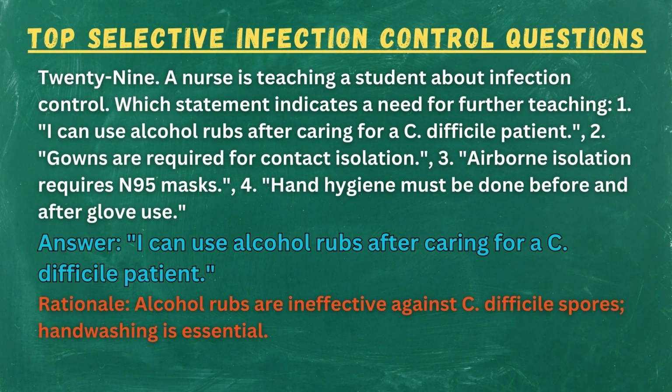29. A nurse is teaching a student about infection control. Which statement indicates a need for further teaching? 1. I can use alcohol rubs after caring for a C. difficile patient. 2. Gowns are required for contact isolation. 3. Airborne isolation requires N95 masks. 4. Hand hygiene must be done before and after glove use. Answer. I can use alcohol rubs after caring for a C. difficile patient. Rationale. Alcohol rubs are ineffective against C. difficile spores. Hand washing is essential.